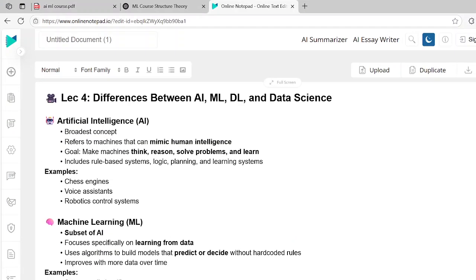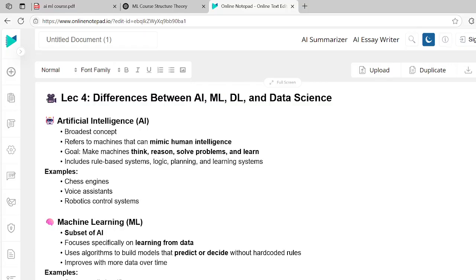For lecture number 4, we will be learning about the differences between AI, ML, DL, which is deep learning, and data science. Let's begin. Artificial intelligence is the broadest concept of all. It contains all of the elements in itself, like machine learning, deep learning, and data science.